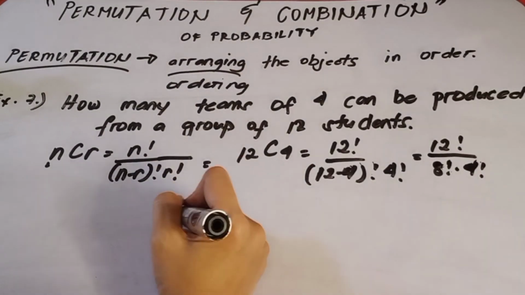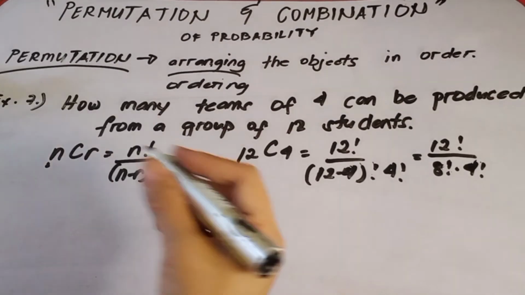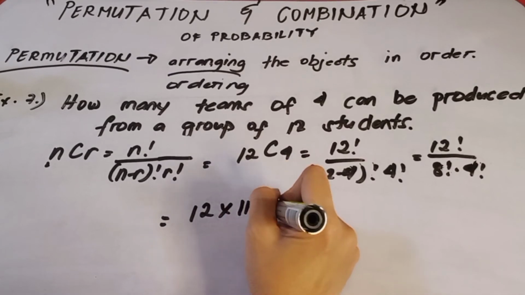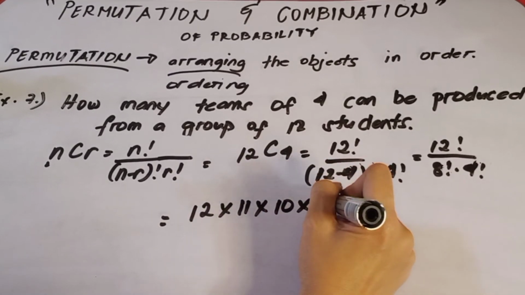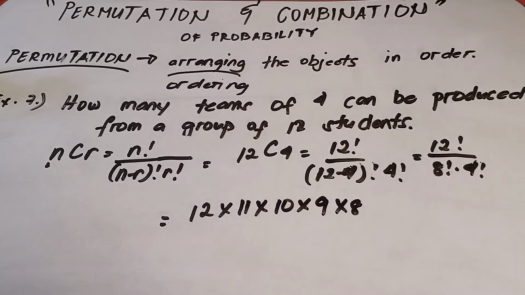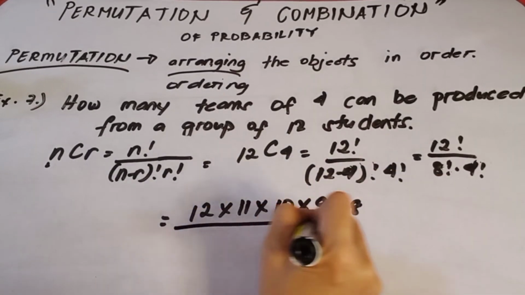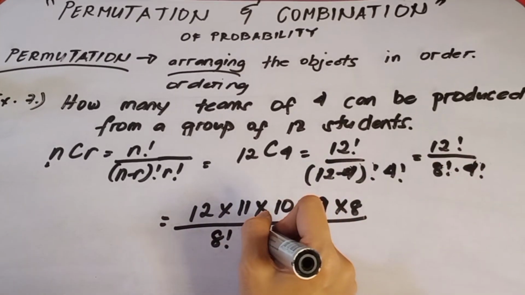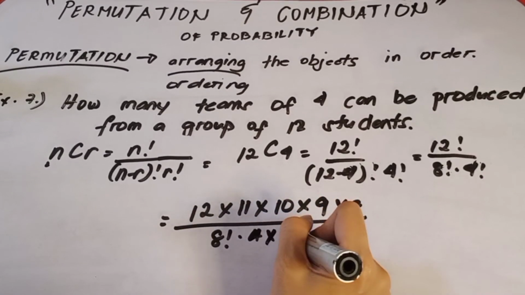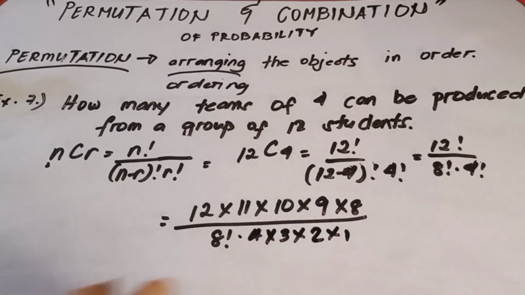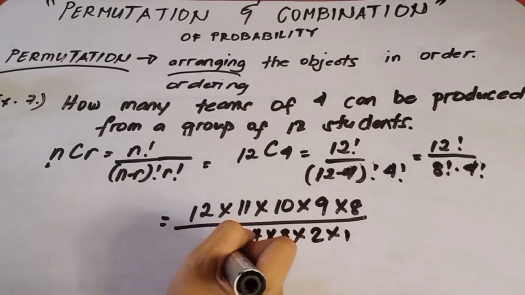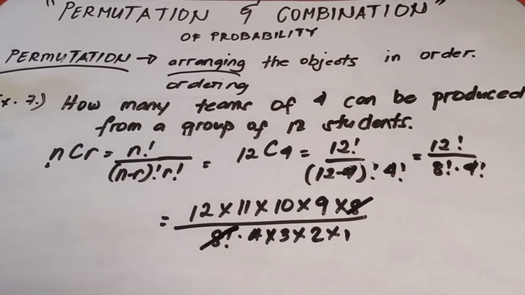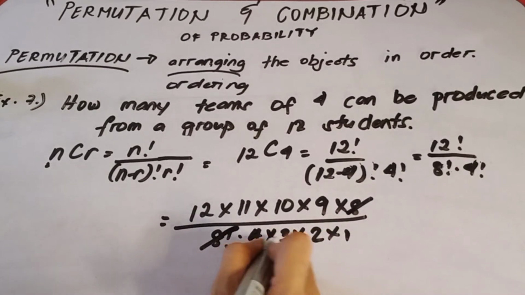Okay, so let's now simplify. 12 factorial, that is equal to 12 times 11 times 10 times 9 times 8. So, let's stop na tayo dun sa 8 over 8 factorial. And then, yung 4 factorial, let's just simplify as 4 times 3 times 2 times 1. Okay. So, nag-stop na tayo sa 8 kasi meron naman tayong 8 factorial dito sa baba so that we can simply cancel it.